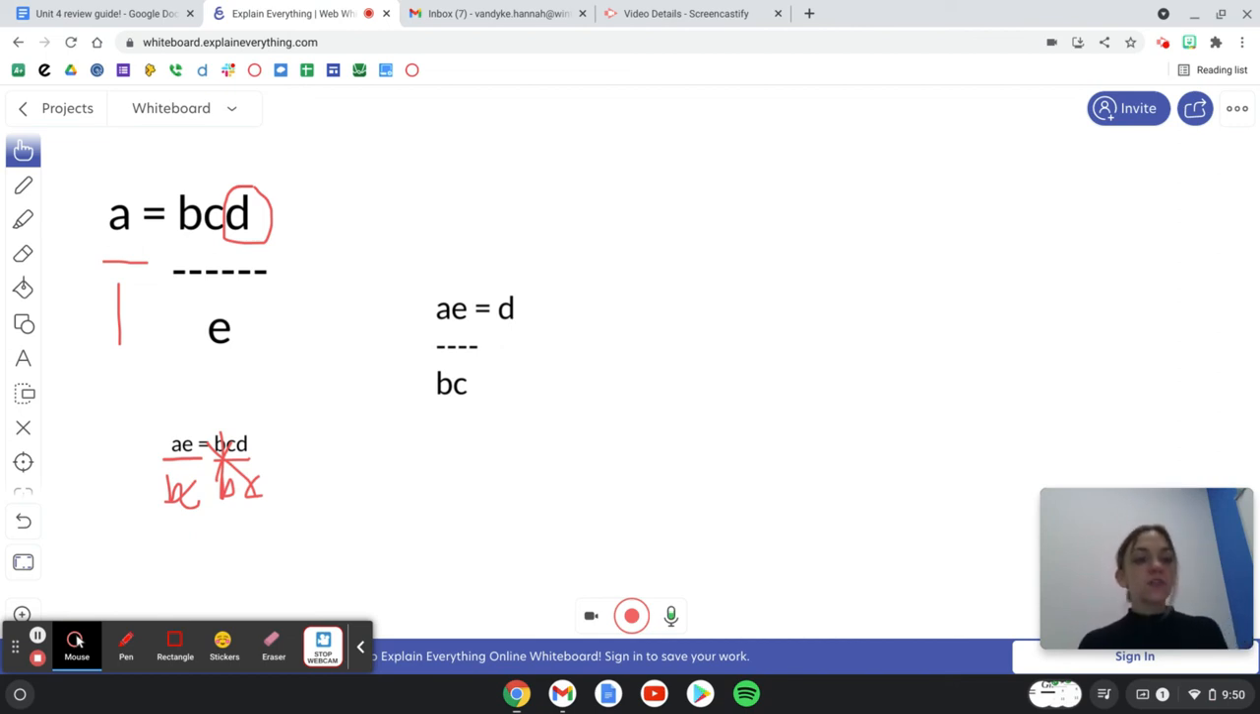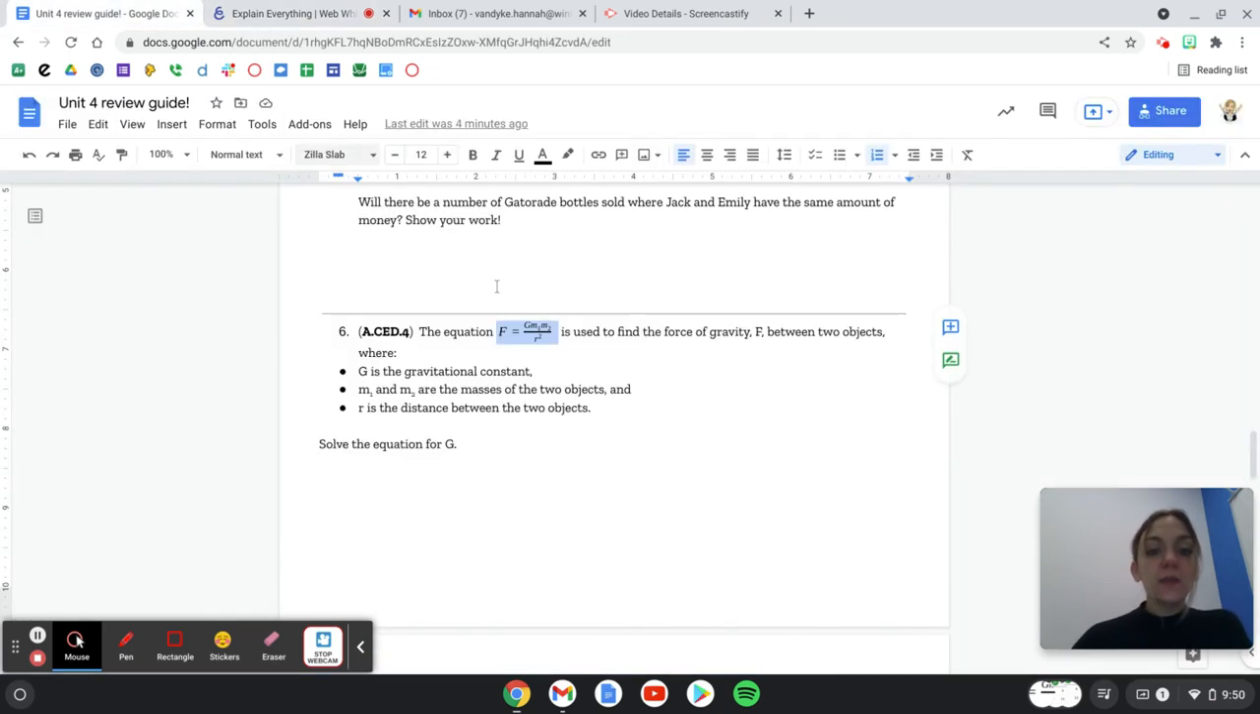So this seems a little bit tricky because there are a lot of letters, a lot of variables here. But if we're thinking about what our goal is, which was to get D by itself, all we have to do is move everything else away from D, just as if we were solving an equation. You're going to do the same thing here. You're going to try to move everything away from G, just as if you were solving an equation.